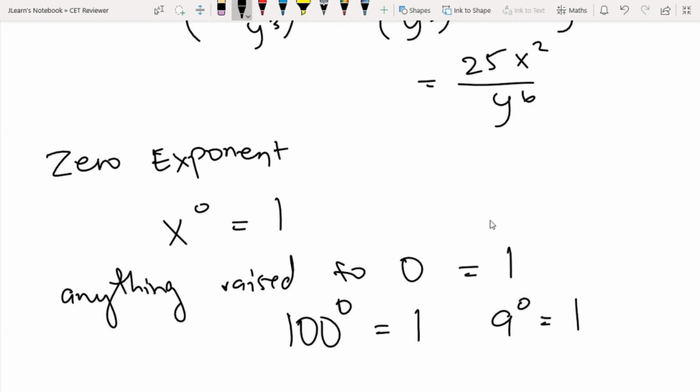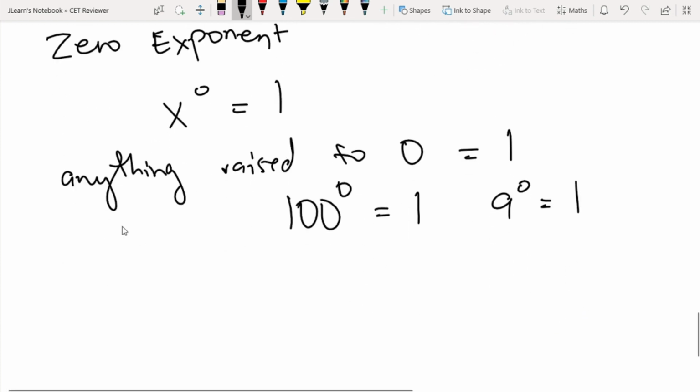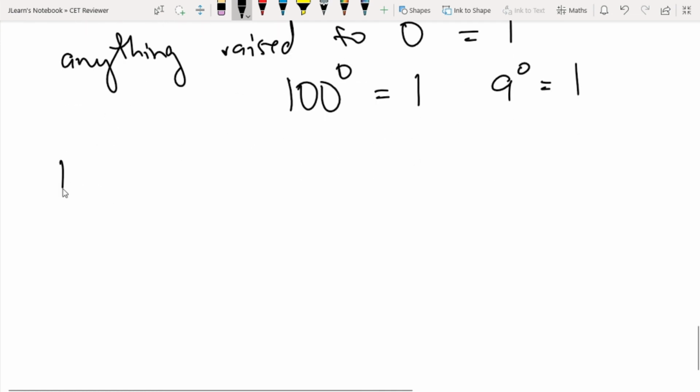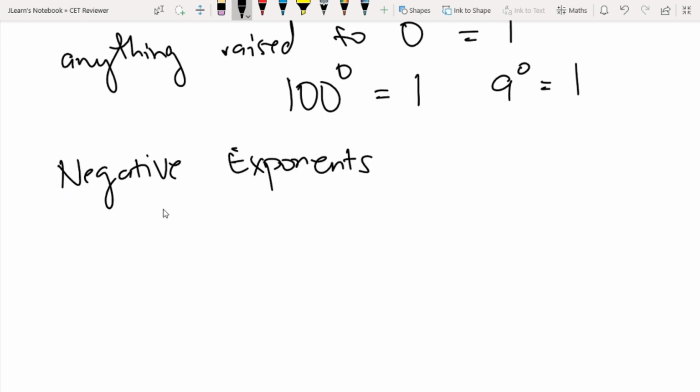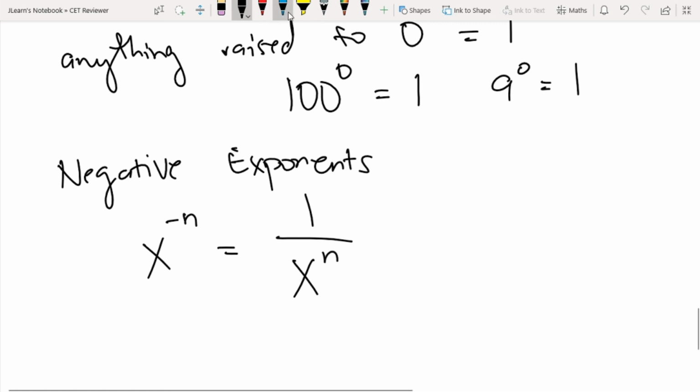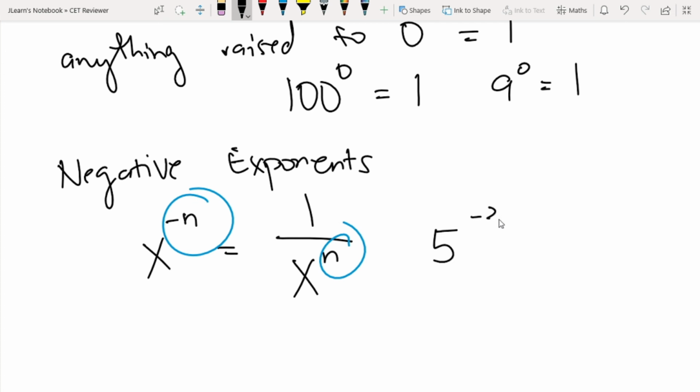Okay? And then you have the definition of negative exponents. Okay? So negative exponents tells us na if we have x raised to negative n, equal lang to sa reciprocal niya. So 1 over x to the n. No? So kailangan ito positive na. Okay? So ito positive n, ito negative n. Okay? So for example, you have 5 raised to negative 2, equal lang yan sa 1 over 5 squared or 1 over 25.